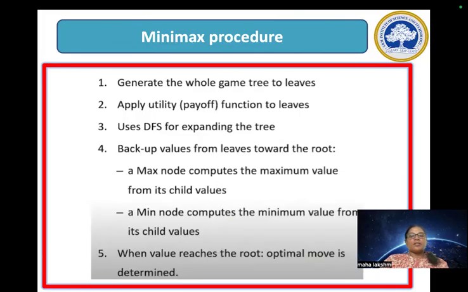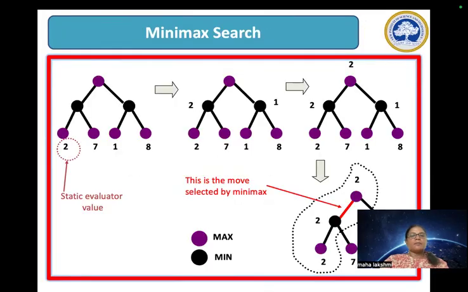Apply the utility function to the leaves. It uses a DFS for expanding the tree. Back up values from the leaves towards the root. A max node computes the maximum value from its child values. A min node computes the minimum value from its child values. When the value reaches the root, the optimal move is determined.